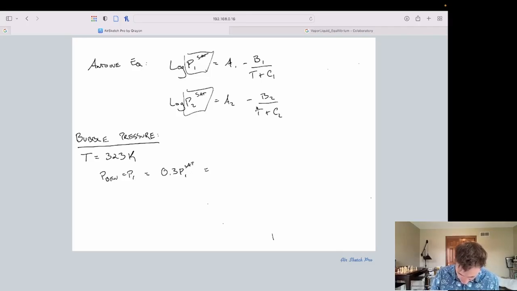And if we go ahead and put this in, we are able to find via the Antoine equation that at this temperature of 323 Kelvin, it's going to end up producing the pressure, the partial pressure for benzene is 35,884 pascals. And so then if the mole fraction is 0.3, that gives us 10,765 pascals. Now we can do the same thing for toluene.